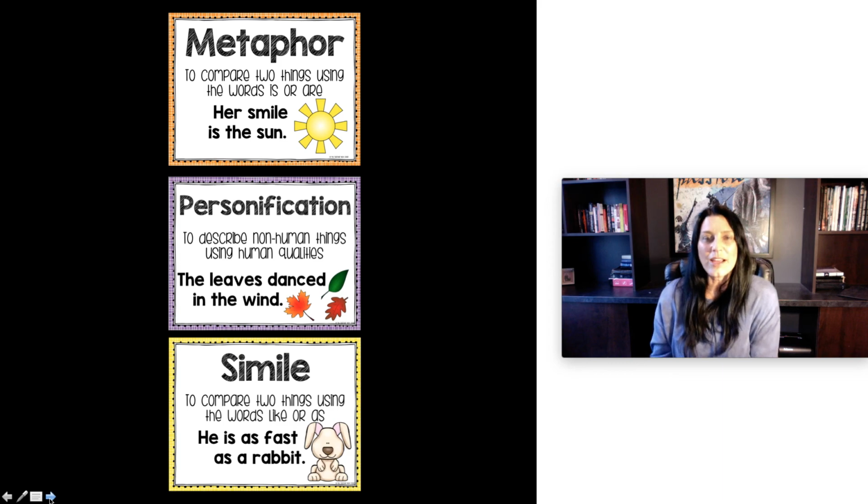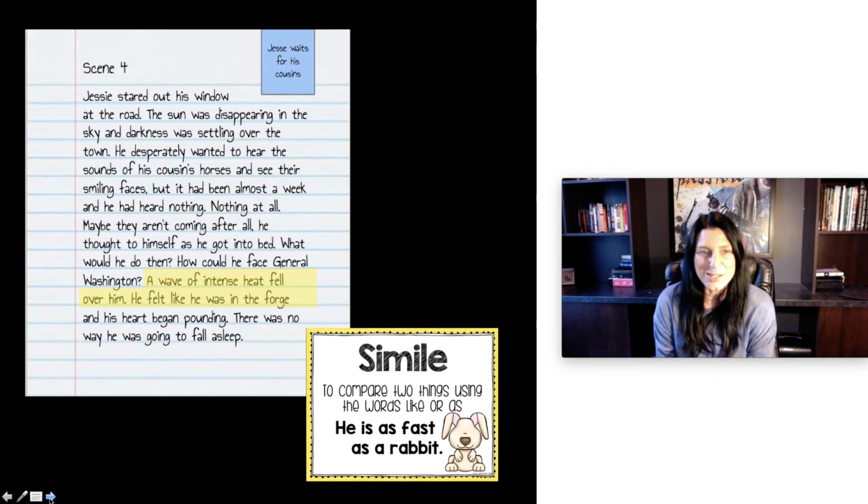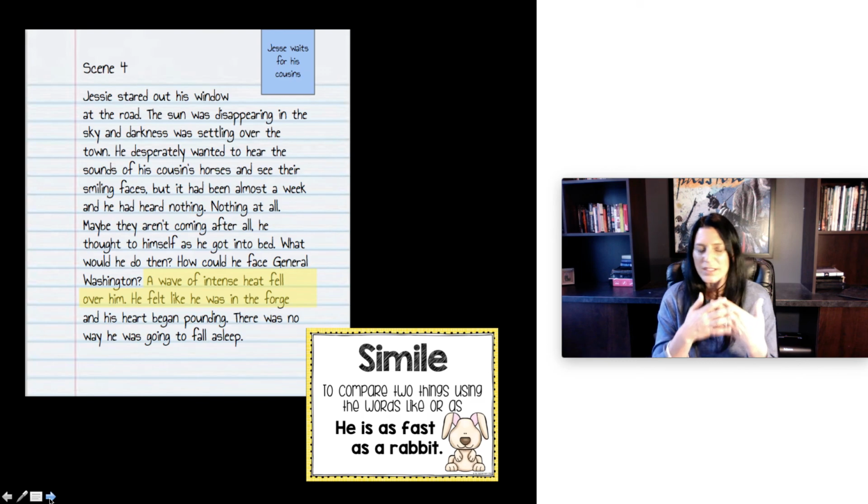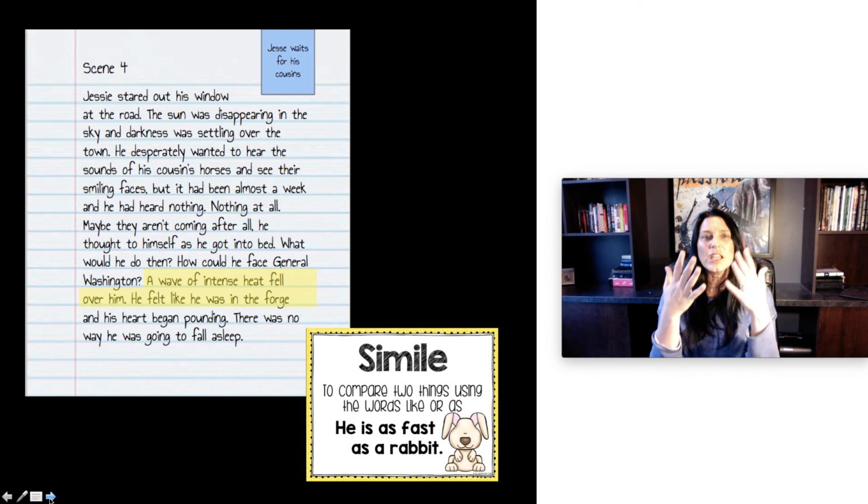Let me show you how I used some of these strategies in my story about Jesse. So this is scene 4, and this is when Jesse is waiting and waiting and waiting for his cousins to come. And he's just feeling so anxious and nervous and just devastated at this moment because they haven't come yet. And I wanted the reader to understand that he was so anxious and nervous that he was just starting to sweat. He started to just feel so hot.